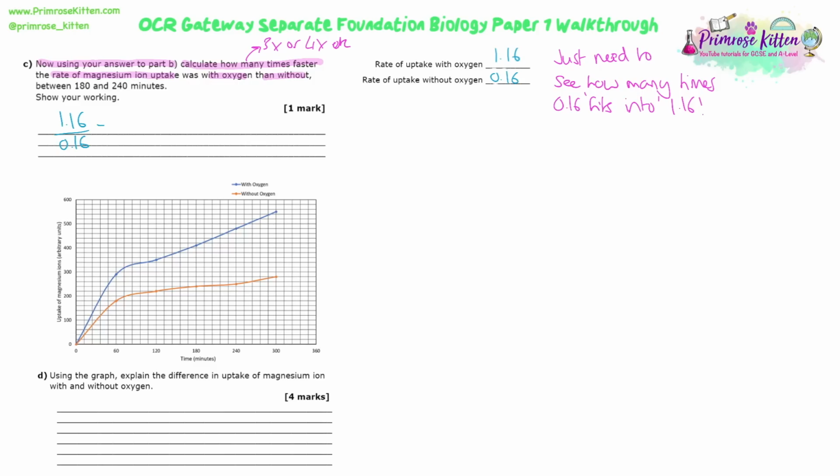We're going to write that down in our answer section, not just do it in our head or on the calculator. So we get the answer of 7.25. So the answer is 7.25 times, or 7.3 times, or even just 7 times faster.